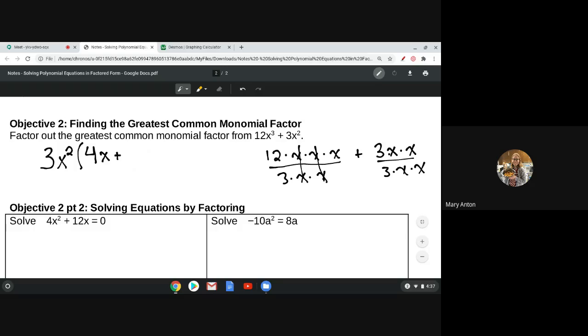And then we're going to add our factored second term. So 3 times x times x, and we're factoring out 3 times x times x. Oh wait, that's the same thing on the numerator and the denominator. So what is this equal to if we have the same thing in the numerator as we do in the denominator? This is just equal to 1. So this is what we have. We have 3x squared times 4x plus 1. And that's a factored version of 12x cubed plus 3x squared.